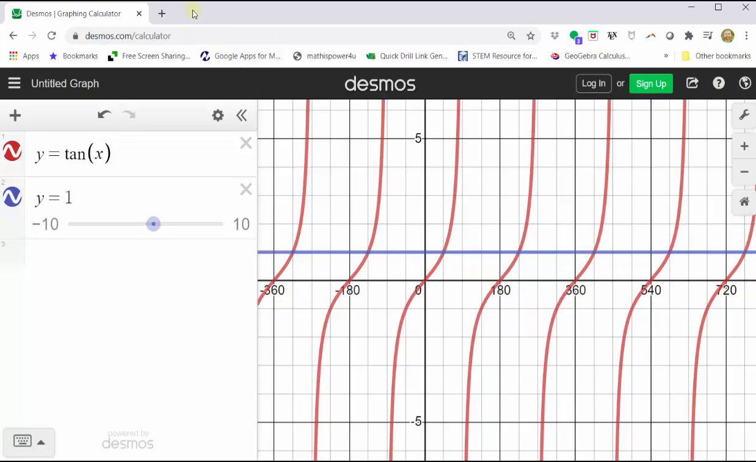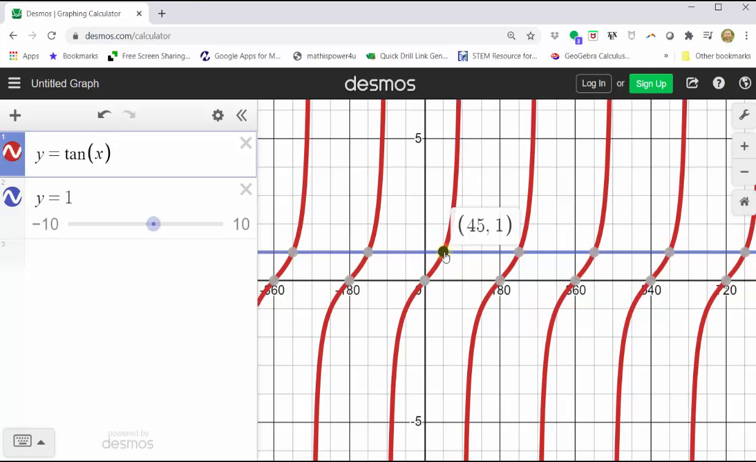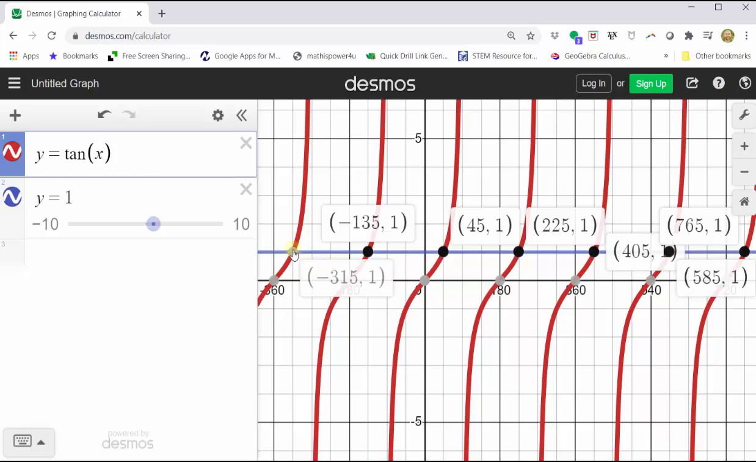The first angle we found was 45 degrees, represented by this point here. And if we add multiples of 180 degrees, we get the solutions in the positive direction. If we subtract multiples of 180 degrees, we get solutions in the negative direction. So this graph does verify our solution is correct.